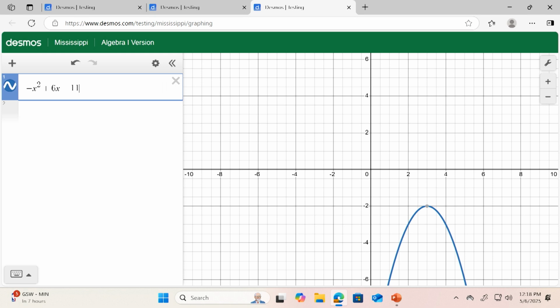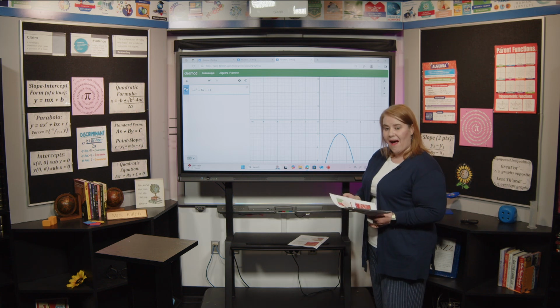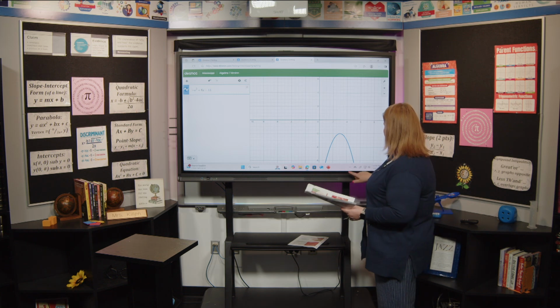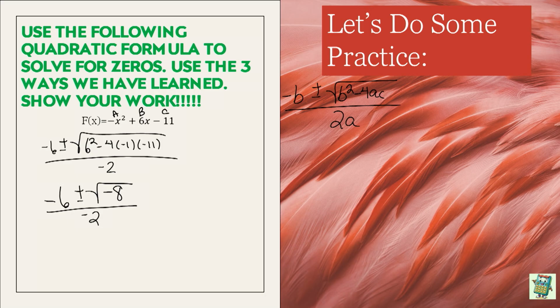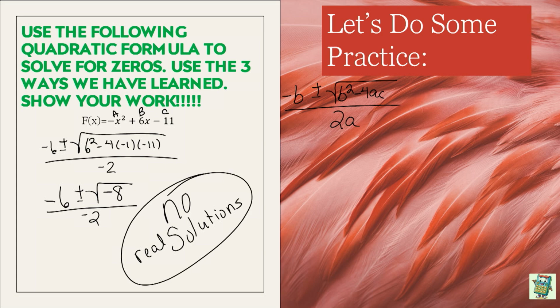It does not cross anywhere near that x-axis. So it does not have a root at all. So when I got to this point, this negative 8 under that square root symbol, I can put no real solutions. Now, Ms. Killen, why did you put no real solutions?